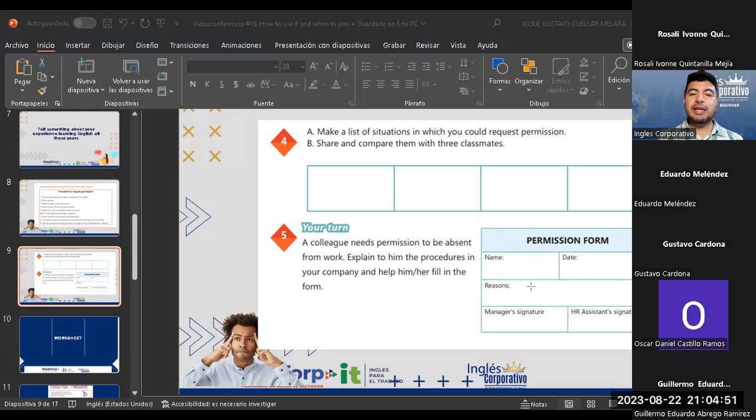Or if you want, you can take a screenshot. Pueden tomar una captura de pantalla de esto. Y encima, lo pueden editar. That's no problem, okay? So, please, let's try to make this seem real. Vamos a hacerlo para que sea real. Name, your name, the date, la fecha que necesitan pedir permiso, and the reason, y la razón, okay? I'm going to give you a couple of minutes. Les doy un par de minutos para que lo hagan. And then we're going to read the reasons you consider valid for the permission. Okay? Les doy un par de segundos.